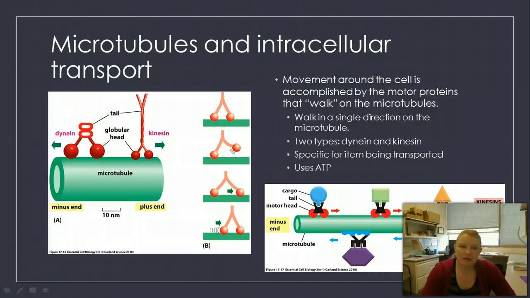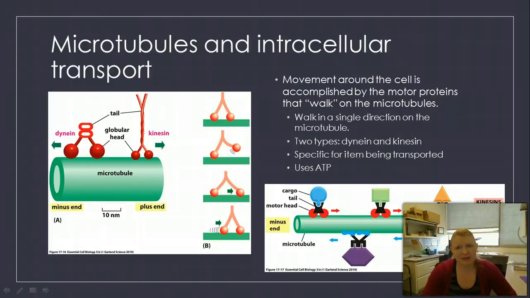Now the microtubules, what they can do is they create essentially a highway in the cell, and there are these motor proteins that will walk across these microtubules. And there are two main types. There's dynein and kinesin, and you can see these here on the microtubule, and they move in a unidirectional manner. They don't go back and forth. They go one way or another. And you can see that here, where the kinesins will always go in the plus direction, the dyneins will always go in the minus direction. And this just helps move things around as it needs to.